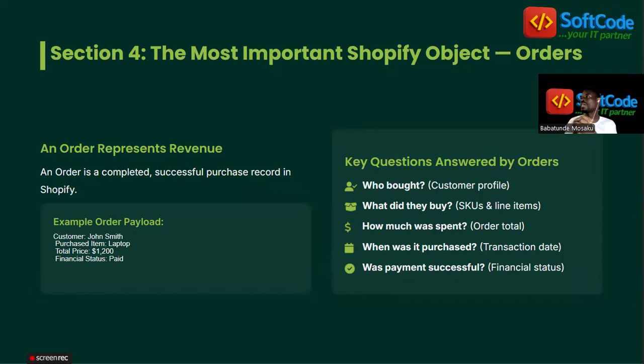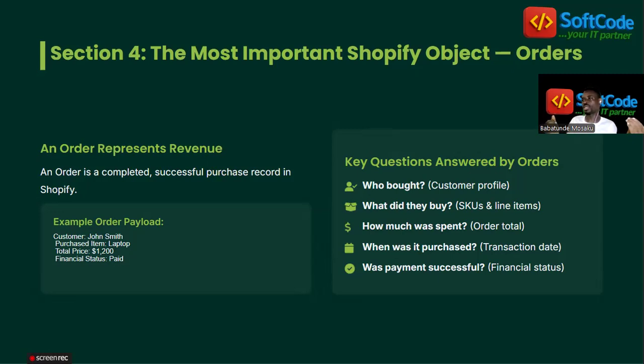The most important Shopify object, so to speak, is an order. Let me say, in this particular scenario that we are looking at, because it's debatable. Some people might say no, it's something else instead. I'm not here to argue, but in the integration that we are doing with Salesforce right now, the most important Shopify object is the order. So an order represents revenue.